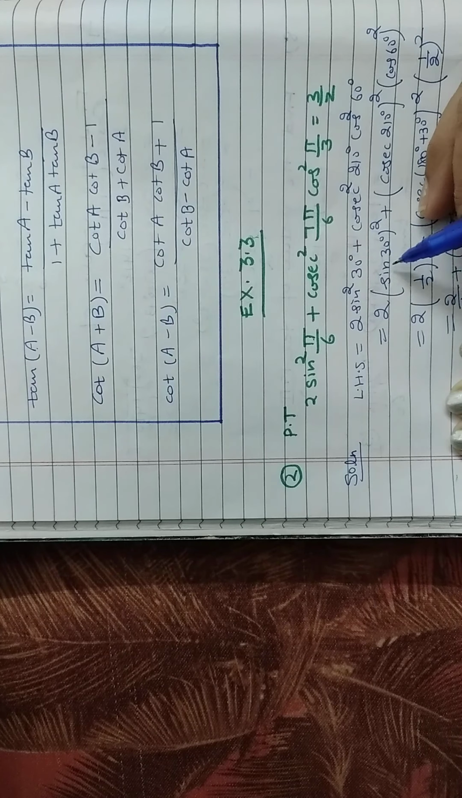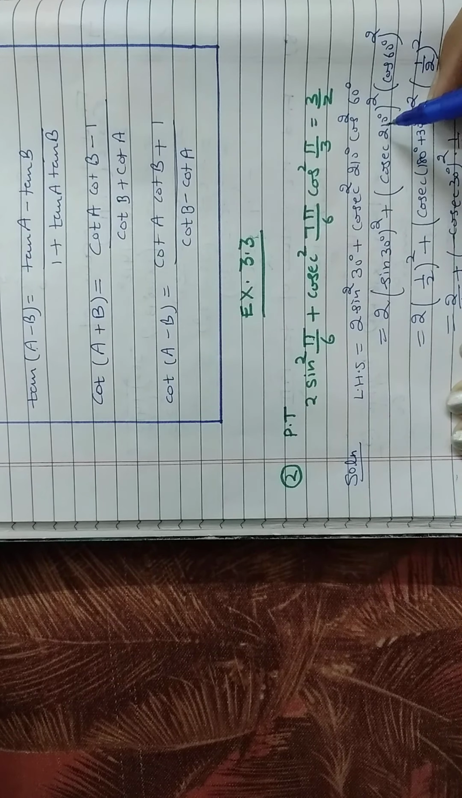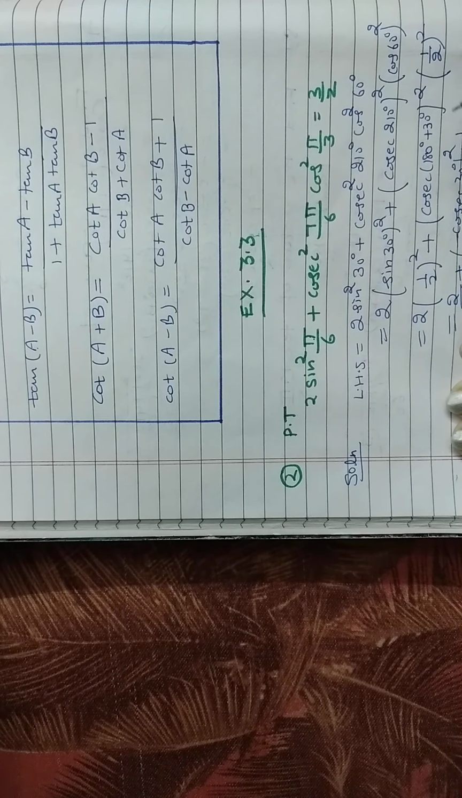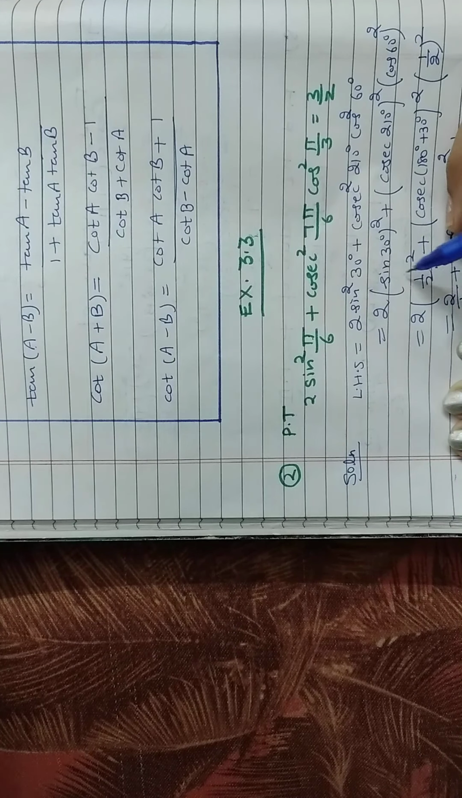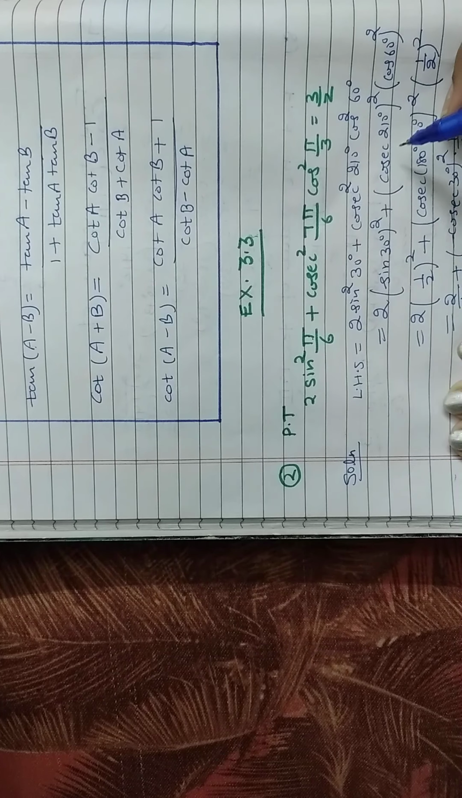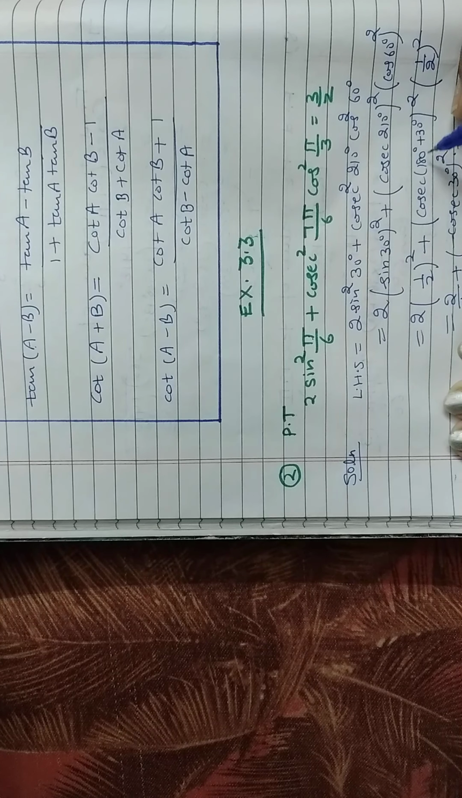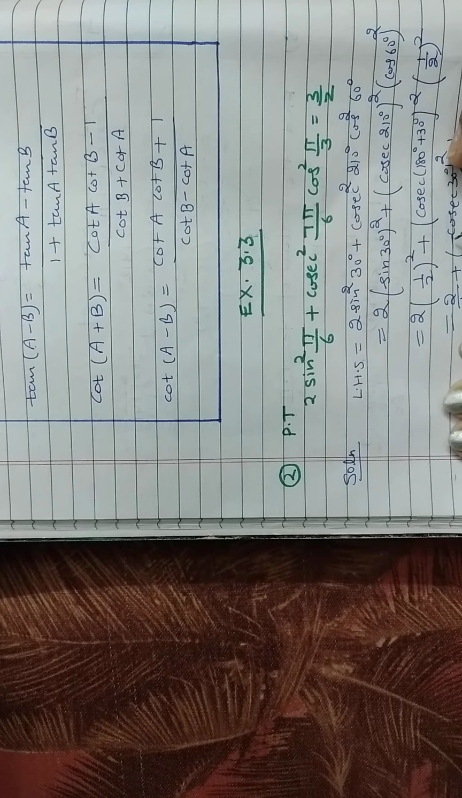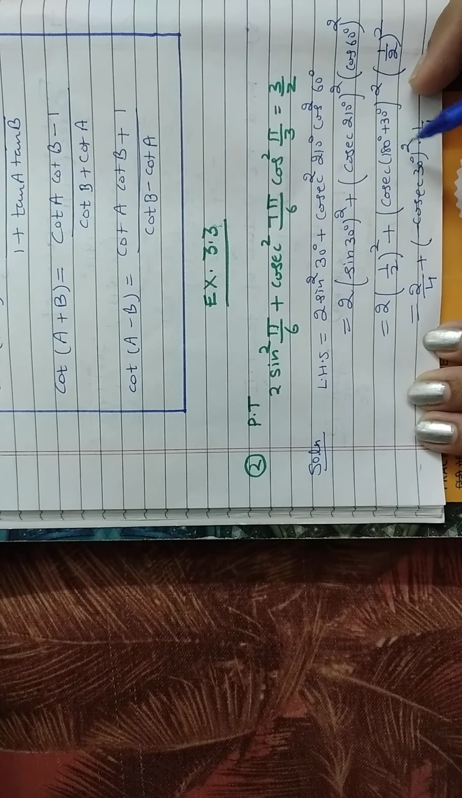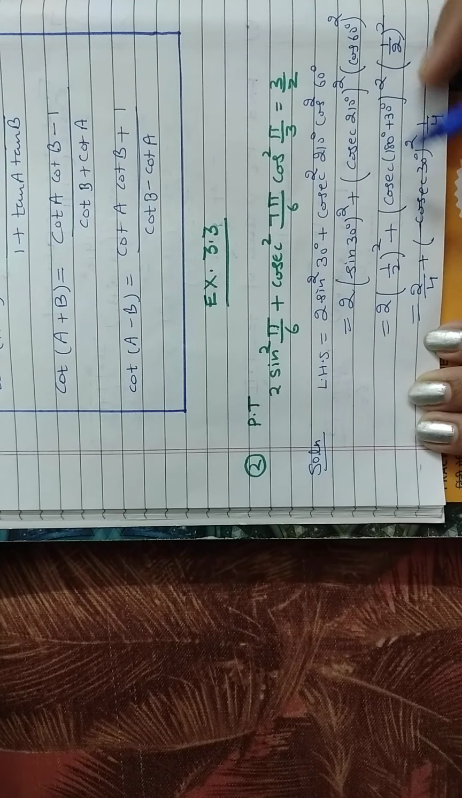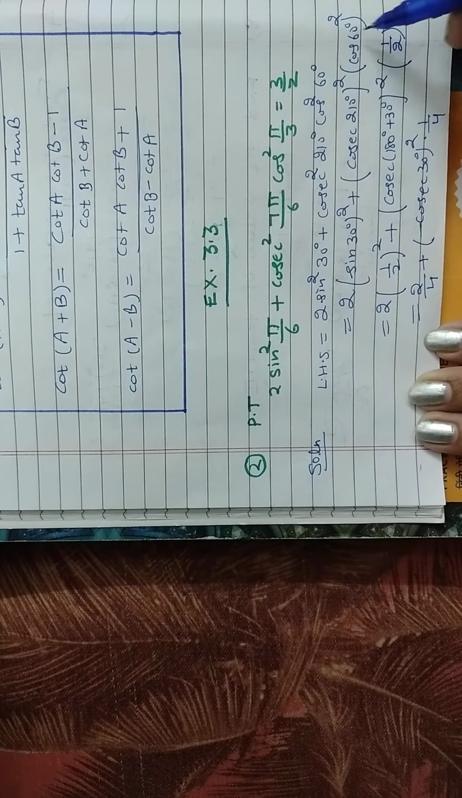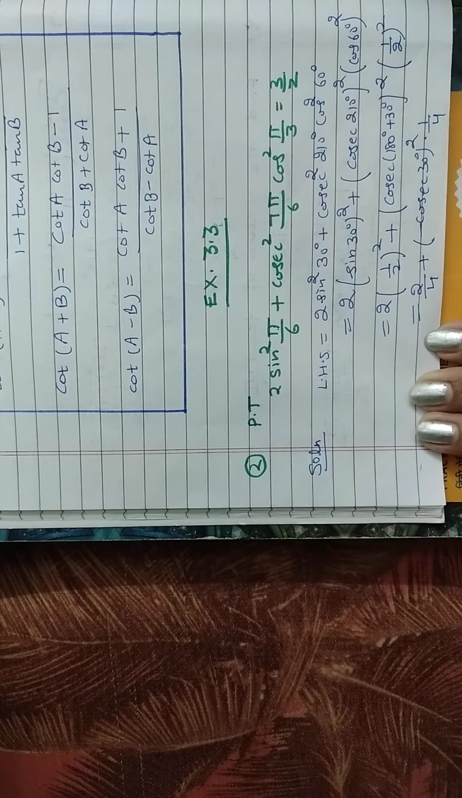Now what is this? Sin 30 whole square, this is cosecant 210 whole square, cos 60 whole square. You will put the value of sin 30. It will be half square. Cosecant 210 you may write cosecant 180 plus theta, and in cosecant 180 plus theta, there will be no change. So it will be cosecant 30. But since it is in third quadrant, there will be negative symbol. But because it is a square, ultimately it will become positive. And here cos 60 is 1 by 2, square is 1 by 4.